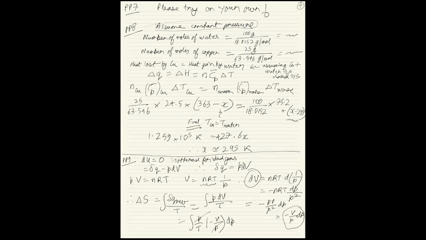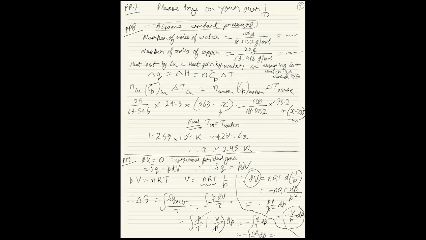We are left with minus V by T dP. And minus V by T dP, again using the equation of state, is minus NR. Well, the minus stays outside. So this is NR by P dP, and now we can integrate, and it's quite simple.